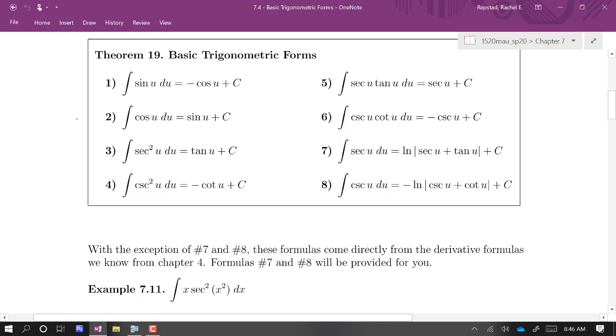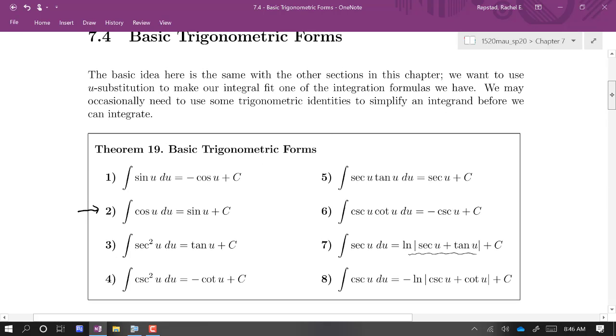The derivative of sine is cosine, and that gives us the formula for the second, the integral of cosine is sine. The derivative of cosine is negative sine, so the integral of sine is negative cosine. And down the line. Formula 7 and 8 do not come from basic derivative formulas that we already know, but you could convince yourself that these formulas are true if you take the derivative of, say, ln of secant plus tan. You'll see that you do in fact get secant u.